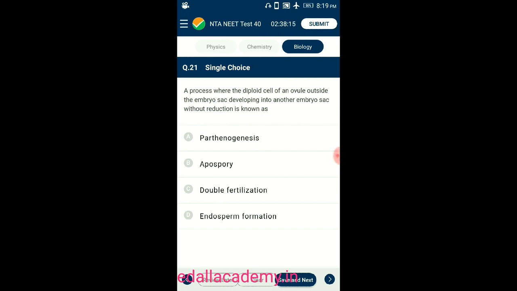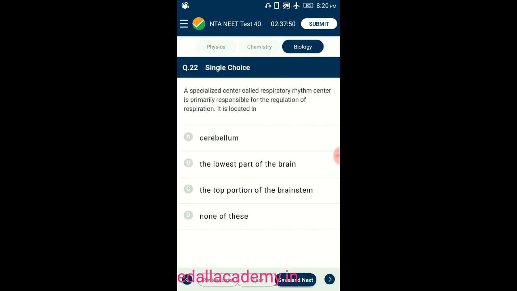This mechanism of seed formation without gametic fusion or fertilization is called apomixis. It is commonly present in the members of Asteraceae and grasses. So the answer for this question is option B. A process where the diploid cells of the ovule outside the embryo sac develop into another embryo sac without reduction is known as apospory.